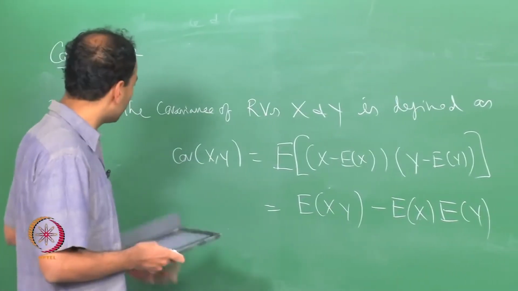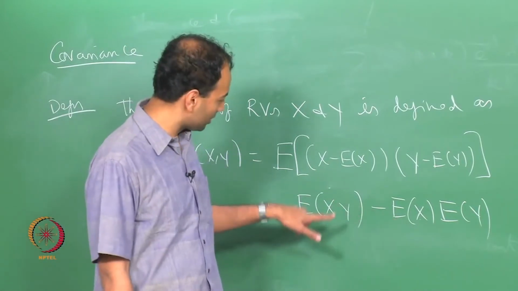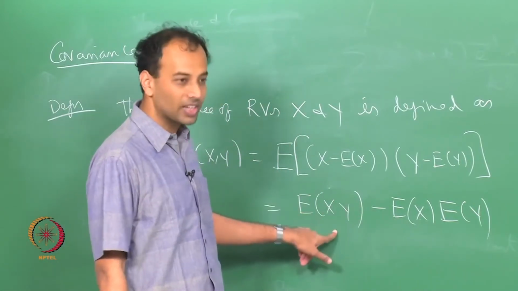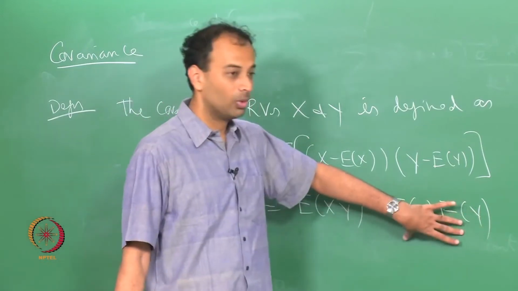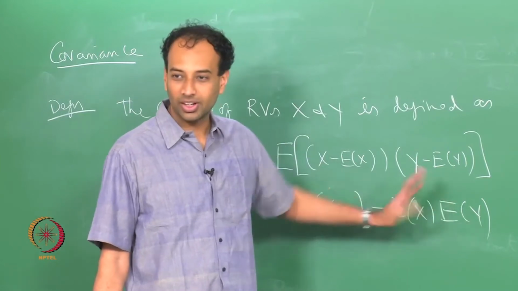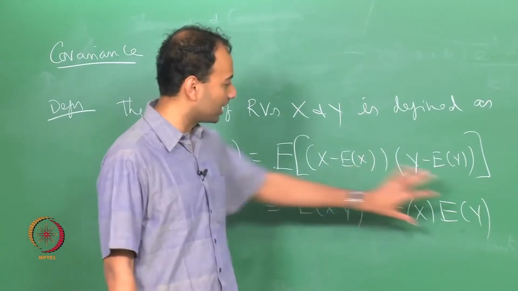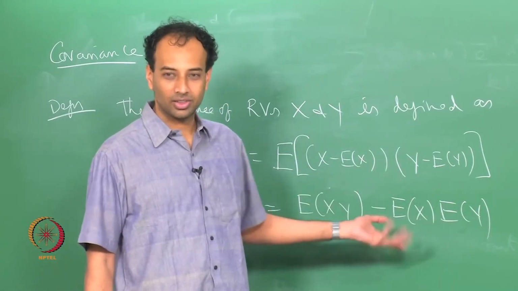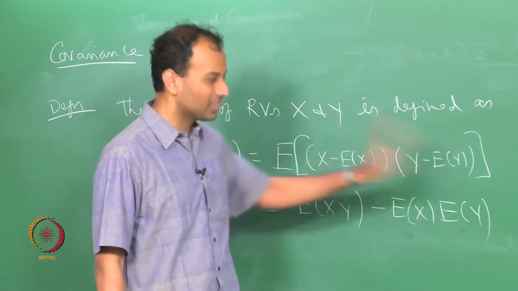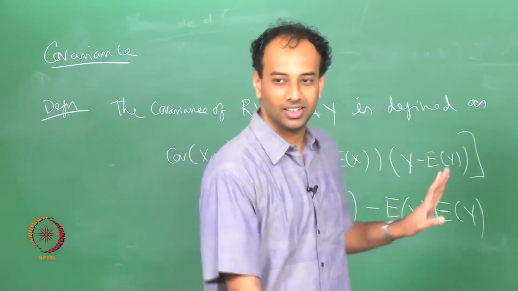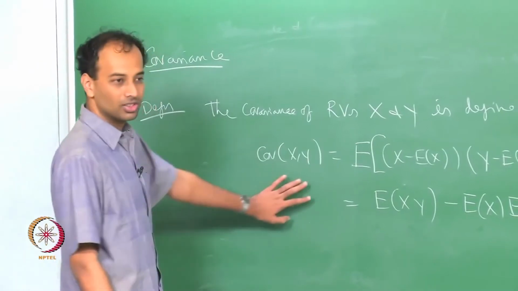This definition assumes that all these are meaningful. It makes sense only if expectation of x y has a meaning, and you should not have a situation where this is infinity and one of these is also infinity. In those cases you cannot define the covariance. So, this is defined subject to the expression itself being well defined. Okay, so this is the covariance.